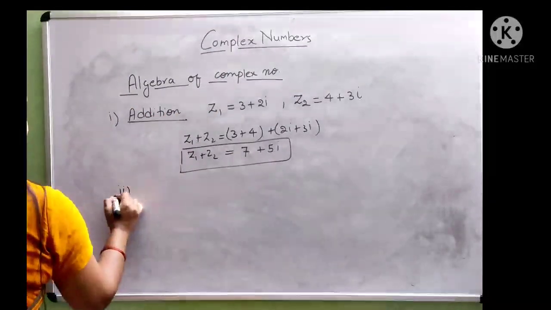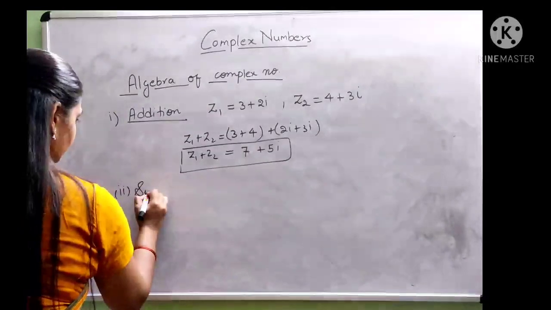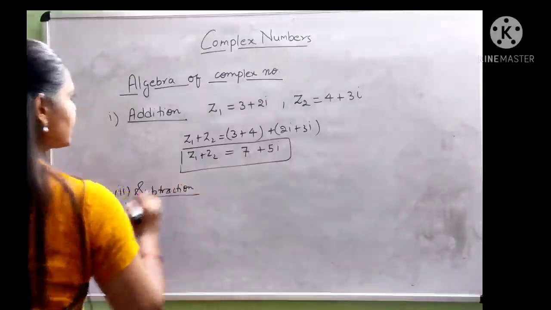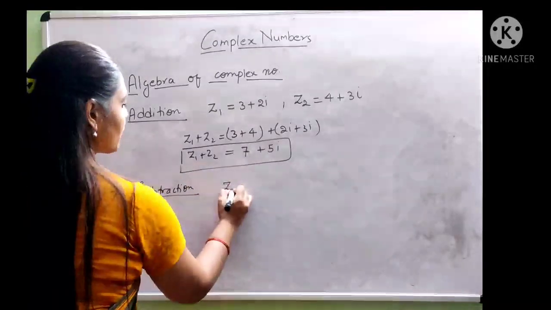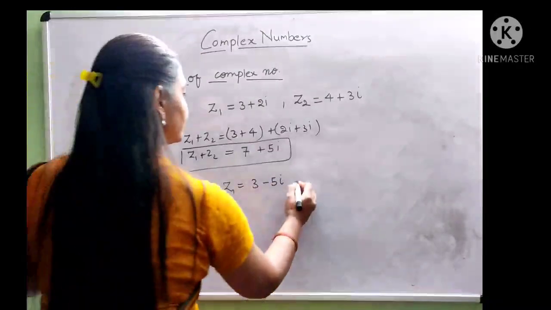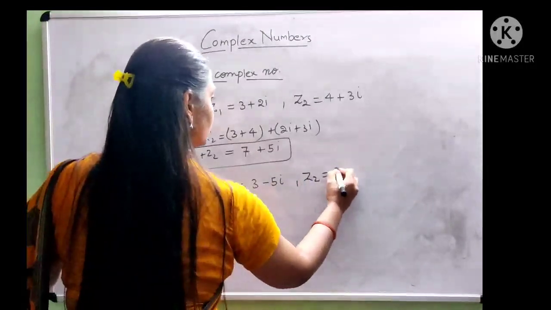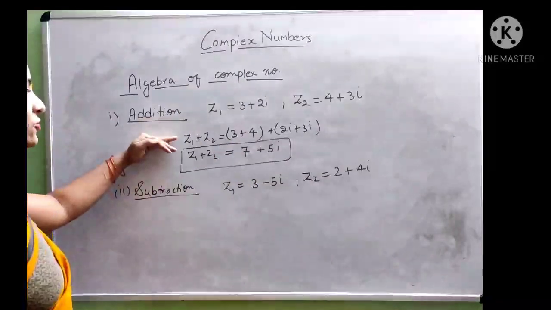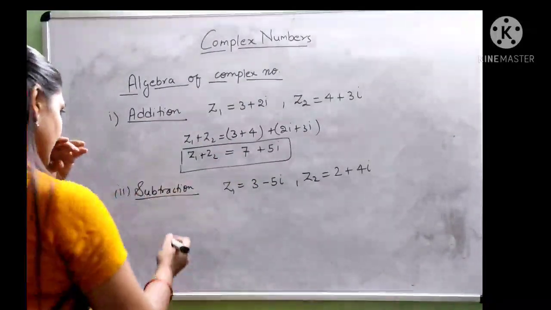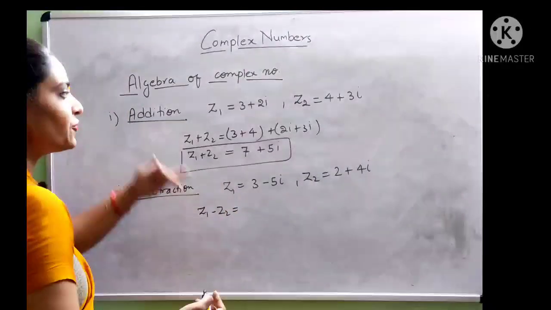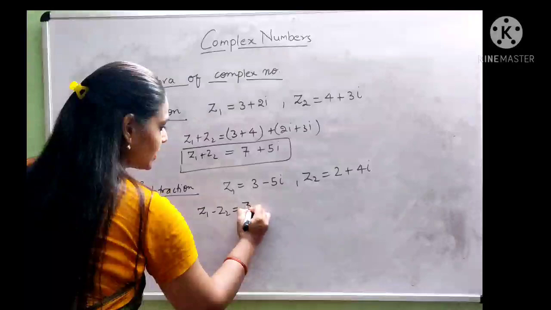Second one is subtraction of complex numbers. Suppose we have a complex number 3 minus 5i and the second one is 2 plus 4i. In the same way we have to perform the subtraction z1 minus z2. I am doing it a different way so you can understand very easily.